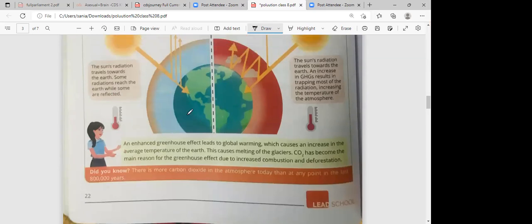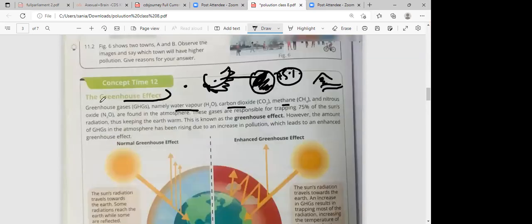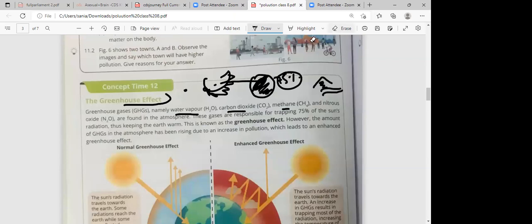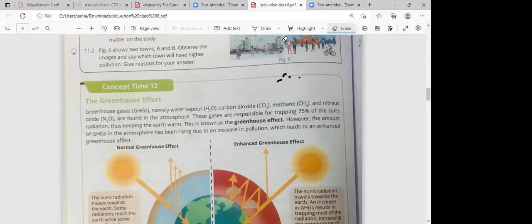Okay. So first of all, you will write greenhouse effect. Then greenhouse gases, and you will underline the gases. You will underline water vapor. From here, you are going to write: greenhouse gases, namely water vapor, carbon dioxide, methane, and nitrous oxides, are found in the atmosphere. These gases are responsible for trapping 75% of the Sun's radiation, thus keeping the Earth warm. This is known as the greenhouse effect.